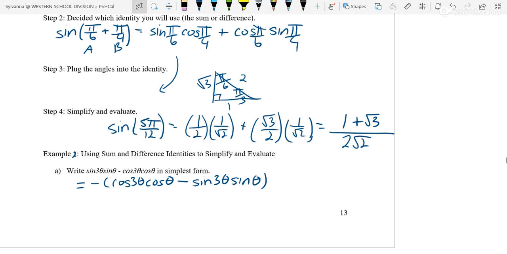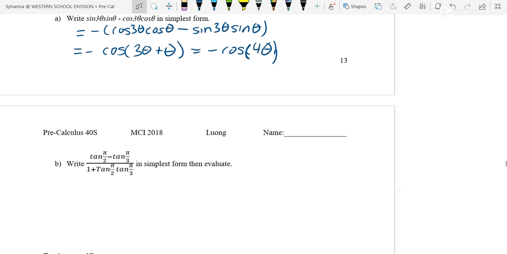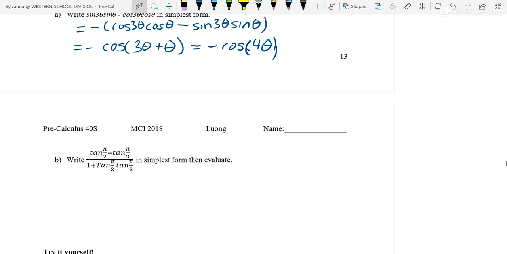So I know it's going to be cos, and it would be A plus B. My first angle is 3 theta, and my second angle is just theta. If I simplify this, this would be cos of 4 theta. And that's all that they wanted you to do, just write it under one trig function. And that's it. I'm going to do one that's similar to that, but in this case actually put the angle in for us so we can evaluate it.